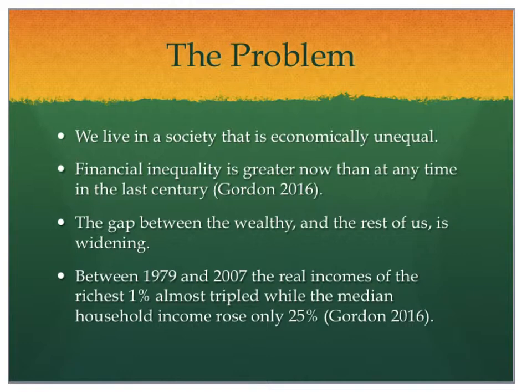The richest 1% in the U.S. claims 1/3 of the nation's wealth. Between 1979 and 2007, the real incomes of the richest 1% almost tripled, while the median household income rose only 25%.